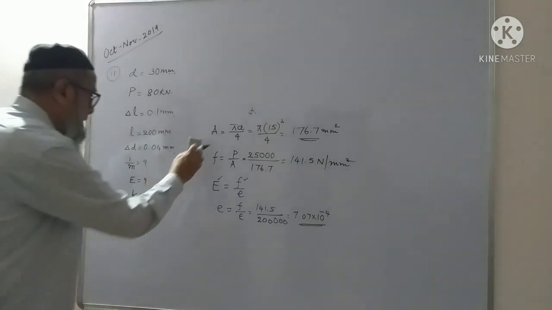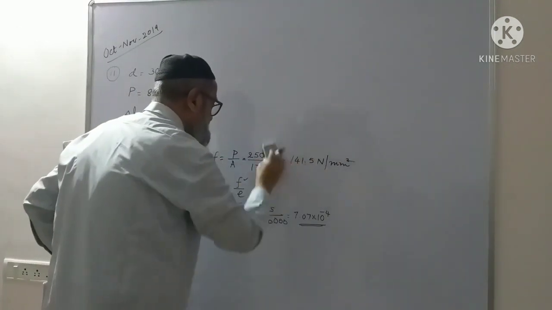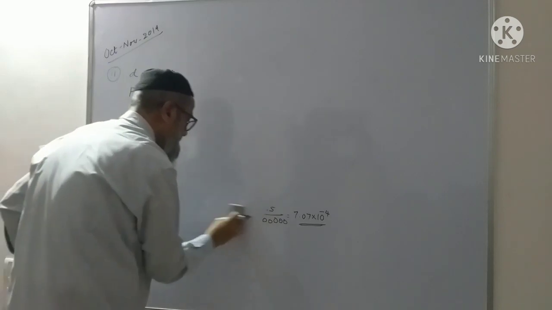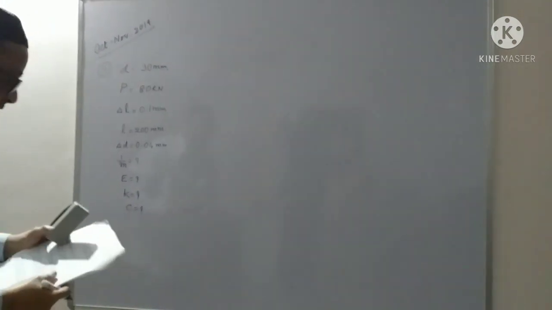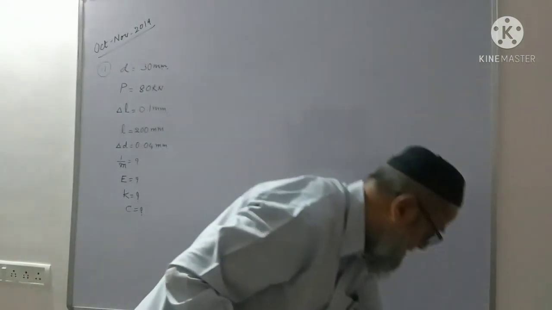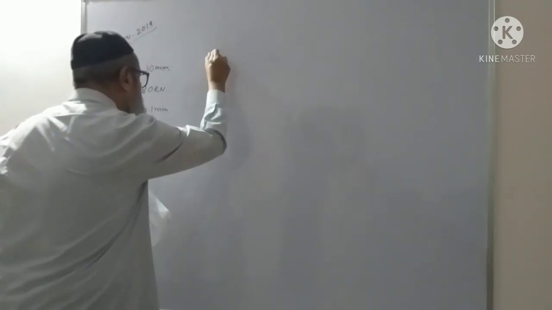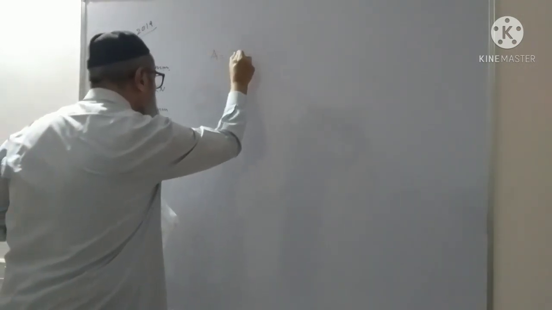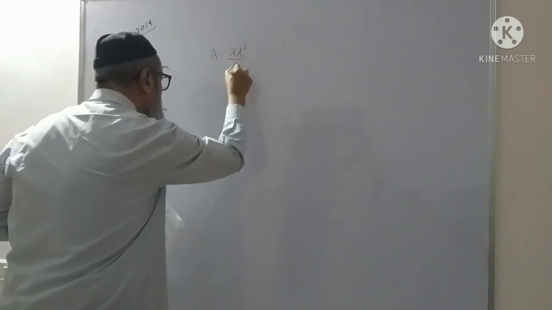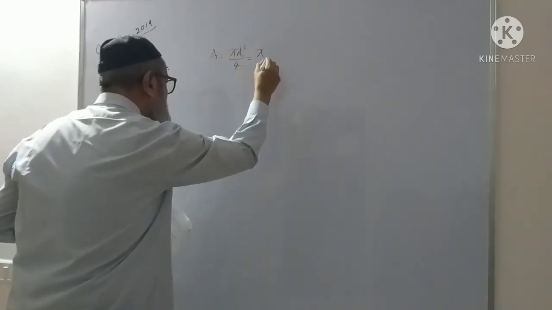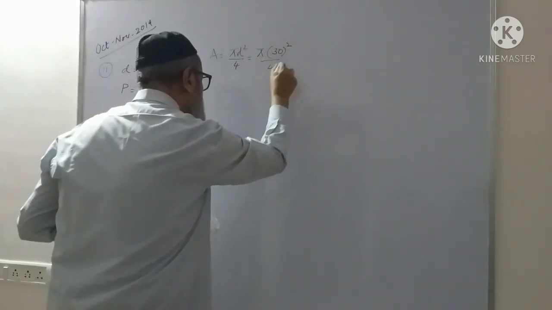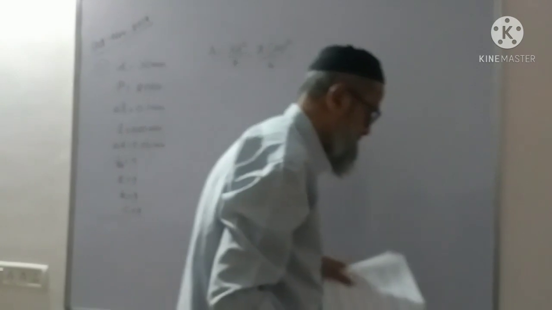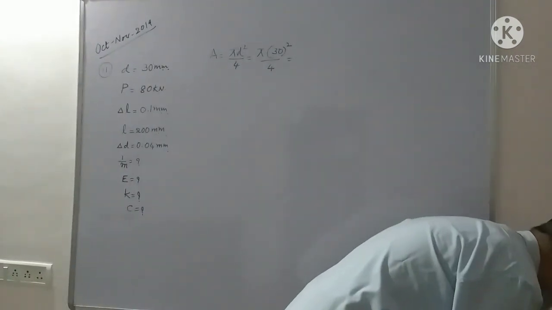Now, here again, first we will find out the area of cross section. It's a circular rod because the dia is given. So the formula for finding the area of cross section is A is equal to pi d square by 4, that is, pi into 30 square divided by 4. Use your calculator and find out the area.